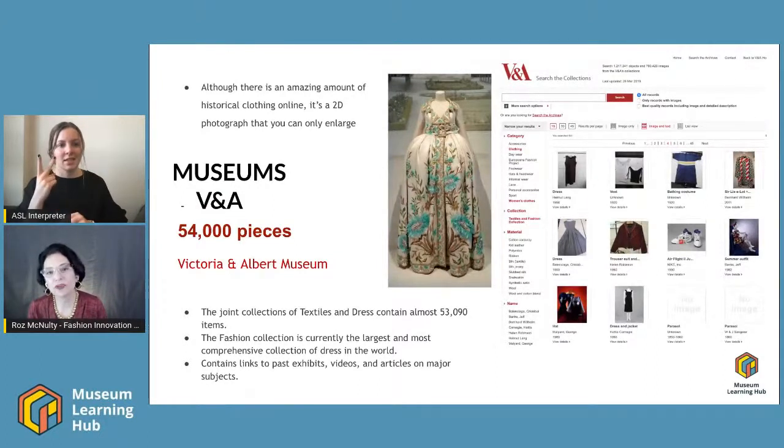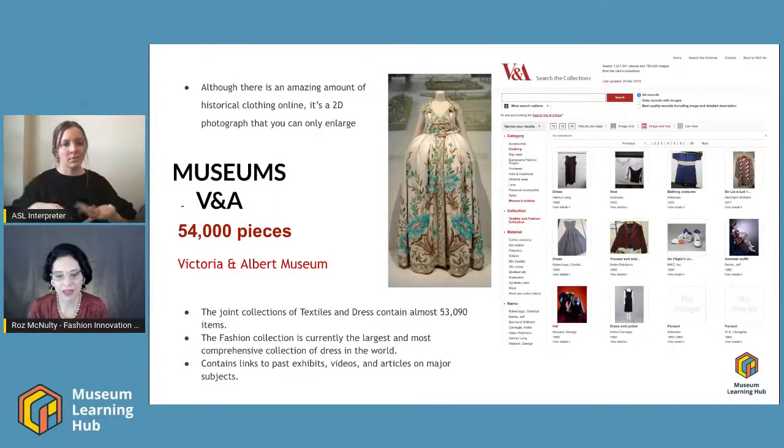You're not always seeing the back of a garment. The V&A has 54,000 pieces. And again, that's 2019 figures. And again, it's sometimes just a small photograph documenting that it exists. We want to be able to see what those pieces look like just that bit more before we go on the wait list to see the real thing.